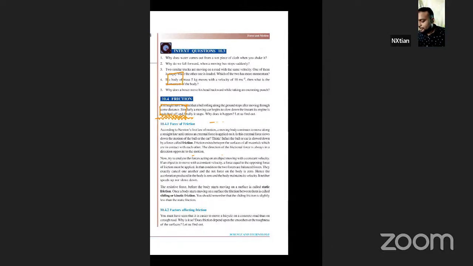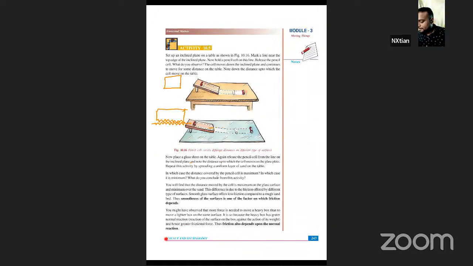So, factors affecting friction. If you see, yeah, read this part.